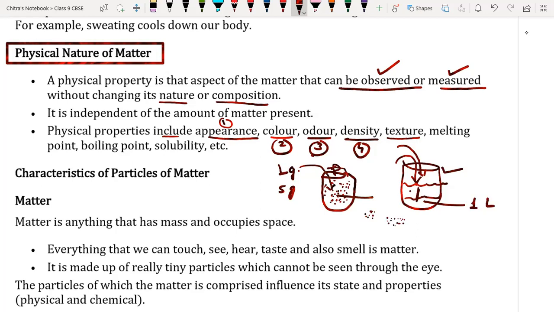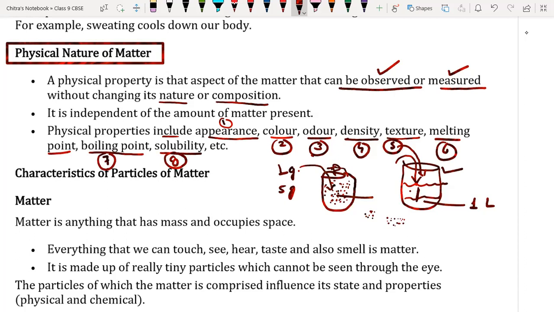Then we have the melting point, boiling point, and solubility. These are properties that depend on observation or measurement, and they are the physical properties of the matter. So just remember: first the appearance, second color, then odor, fourth density, fifth texture, sixth melting point, seventh boiling point, eighth solubility. All these are the physical properties of matter.